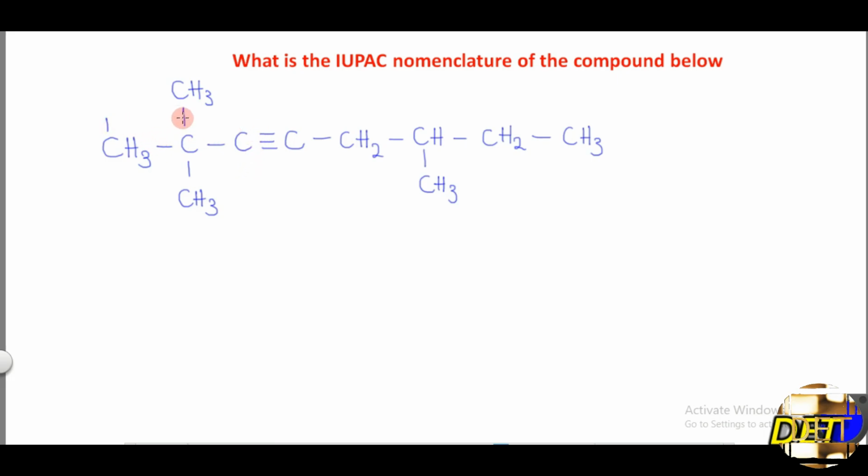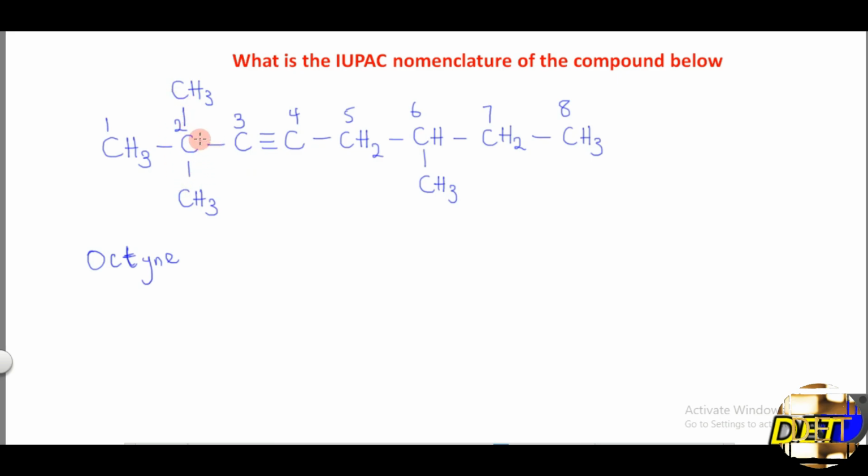So this will be my carbon 1, carbon 2, carbon 3, carbon 4, carbon 5, carbon 6, carbon 7, and carbon 8. Right? So that tells us that this compound is an octyne. This is the parent compound. Oct means 8. Yne means triple bond. So this is an octyne. This is the longest continuous carbon chain, right?